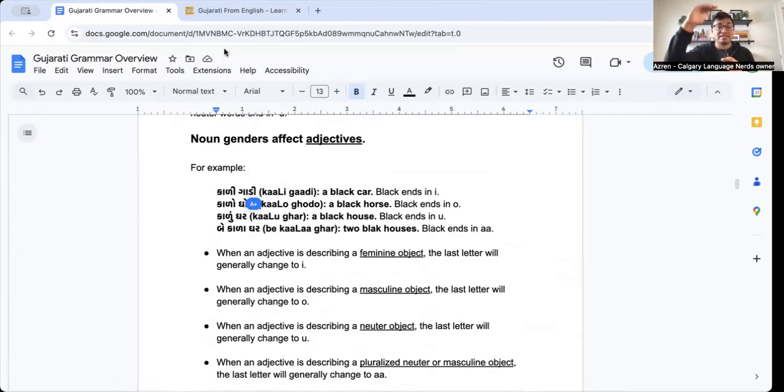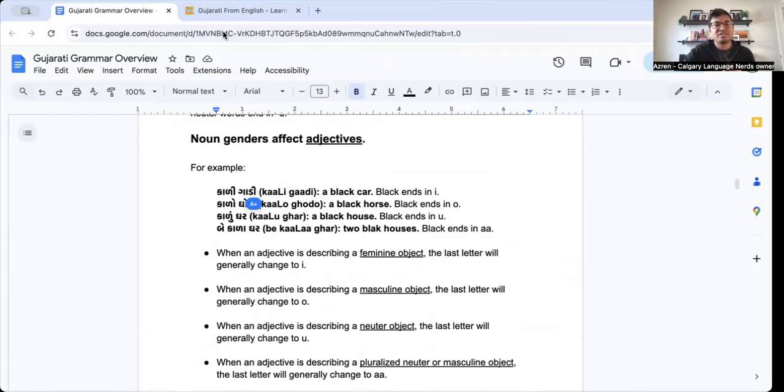The word for black has changed in each of those sentences. It's changed in each circumstance because of the gender of the noun. Gadi is feminine, therefore gadi is feminine. Goro is masculine, therefore garo is masculine. Ghar is neuter, therefore garu becomes neuter. If I had two black houses, be kara ghar, right? Black ends in a because we're talking about plural, right?